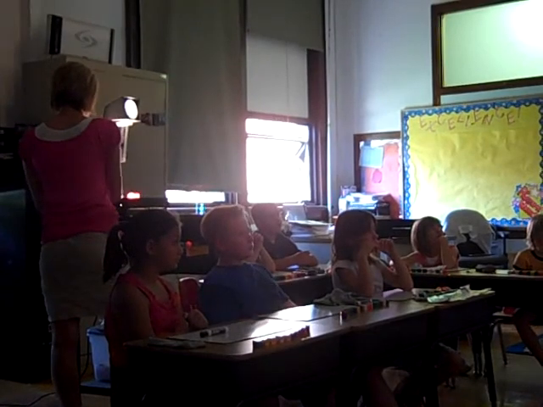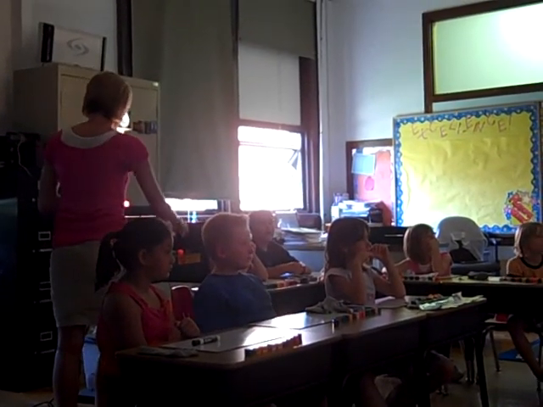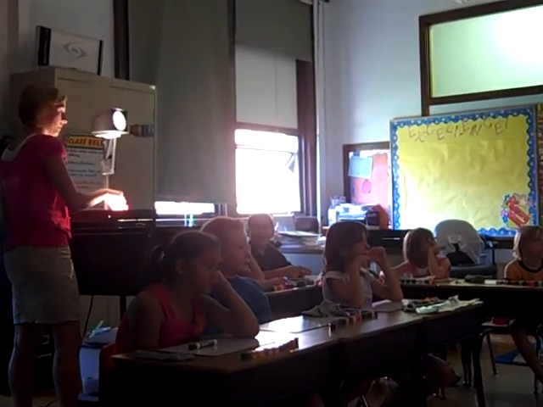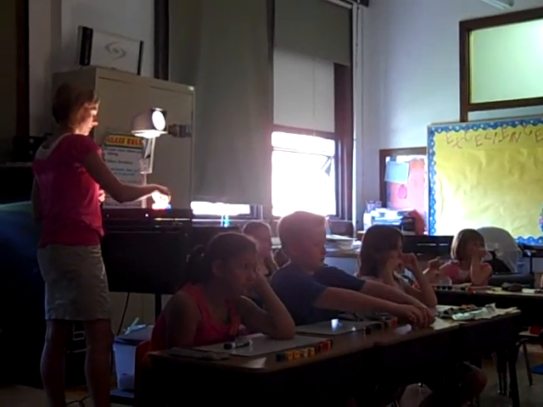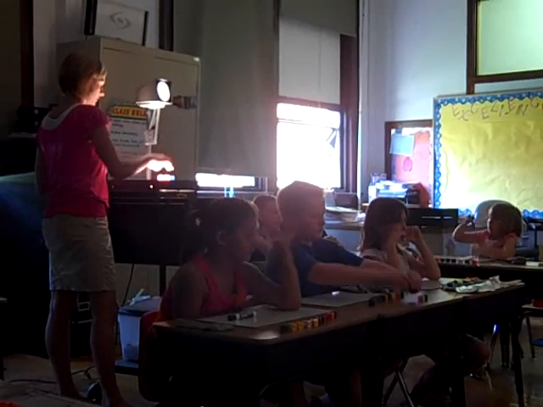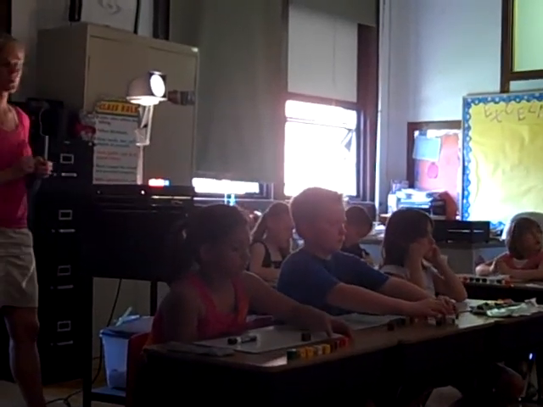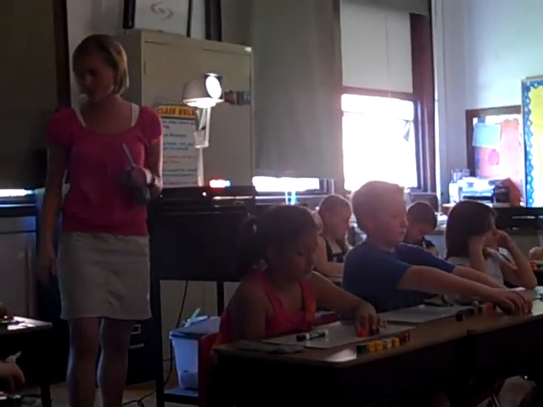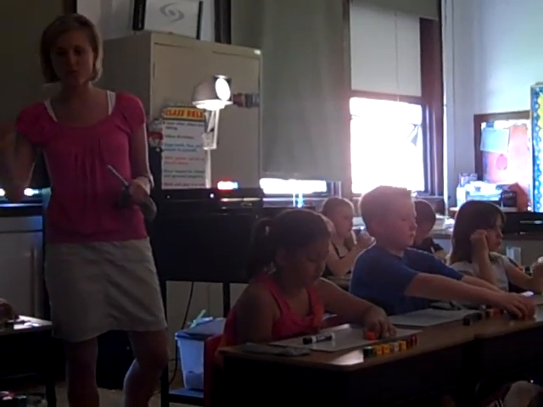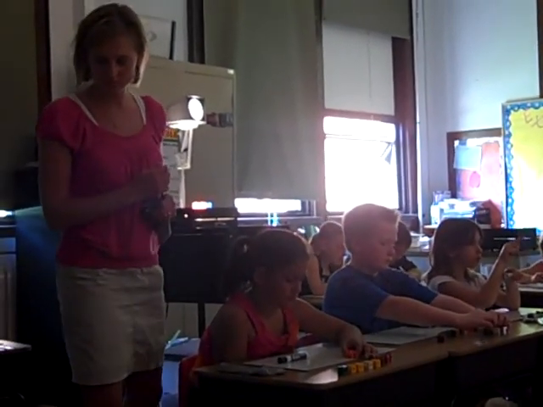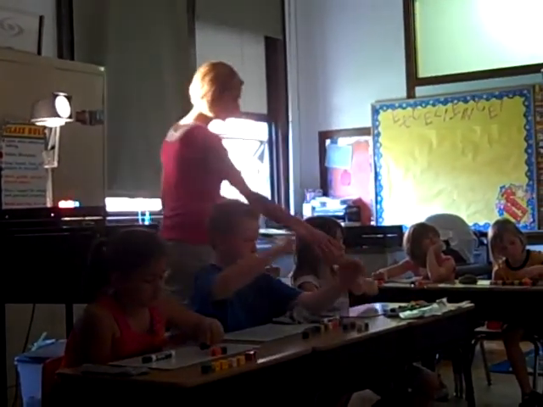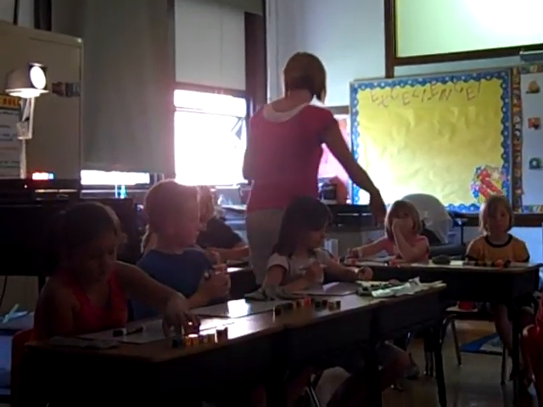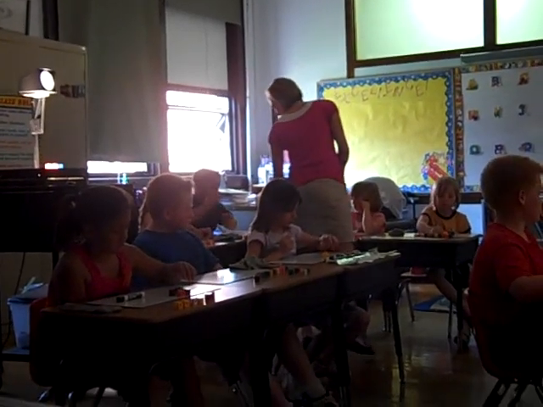First one. Eyes up front. You're going to make 2 rows, 2 columns. Show me with your blocks. 2 rows, 2 columns. That's why you're using blocks, honey.